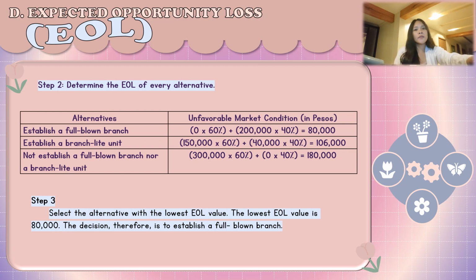It can be observed that the EMV approach obtained the same result as the EOL approach, which is to establish a full-blown branch. The lowest amount of the EOL is the EMV of perfect information.